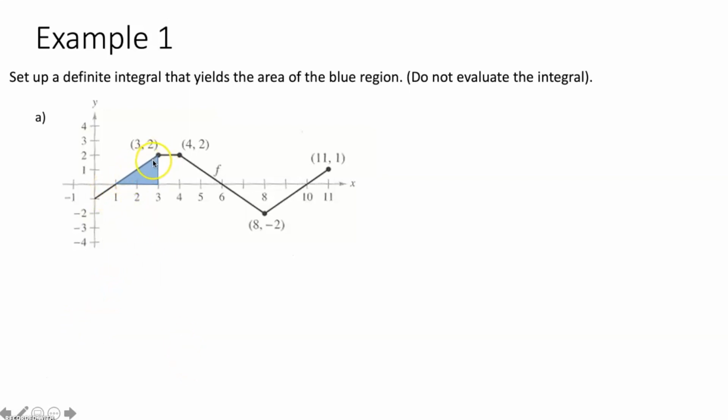So what is this given function right here? Well, it's a line that has a y-intercept at -1 and has a slope of 1, meaning its y is equal to x minus 1. So I'm going to take the integral from 1 to 3 of x minus 1 times dx, and that will give you the exact area under the curve of this given function on that given interval.